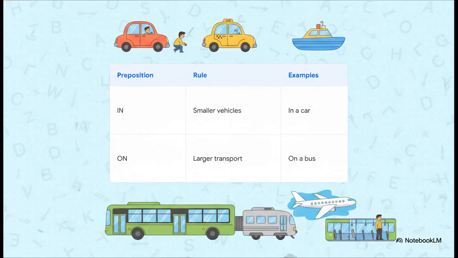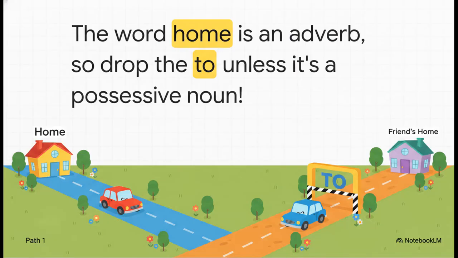Now, transportation rules usually seem super confusing, but there's a brilliant hack for this. Ask yourself one question. Can I stand up and walk around in this vehicle? If you have to crouch down and sit immediately, you're in it. In a car, in a taxi. But if it's big enough that you can stroll down an aisle, you're on it. On a bus, on a train, on a plane. How cool is that?